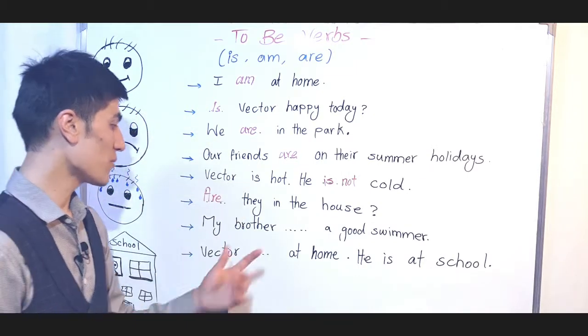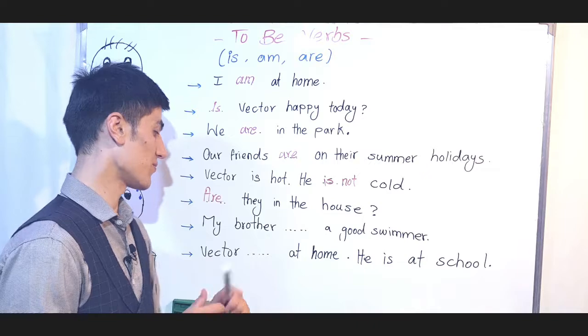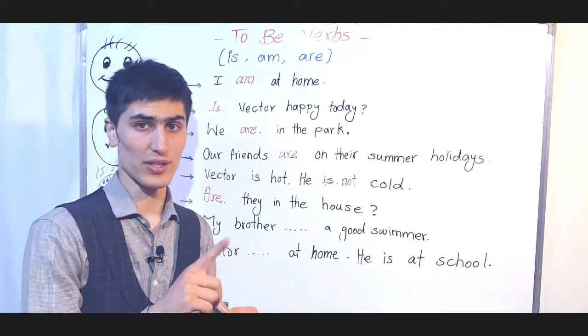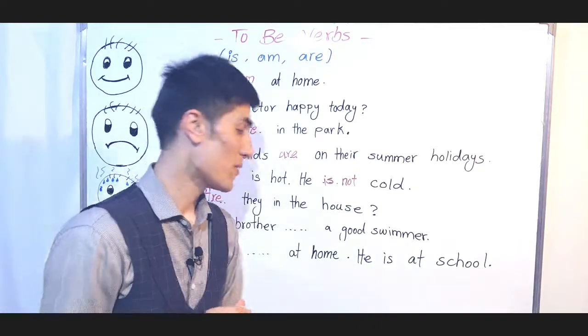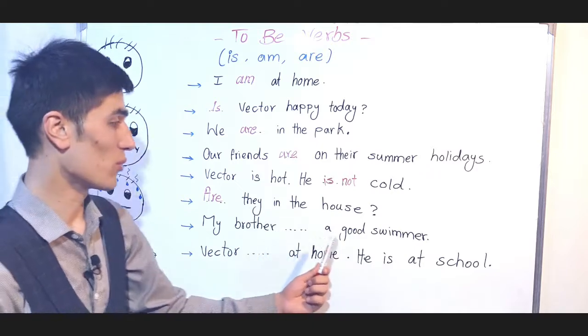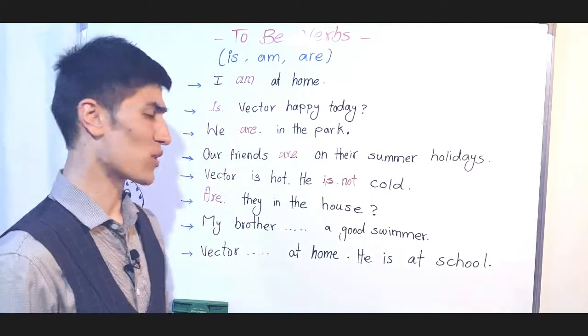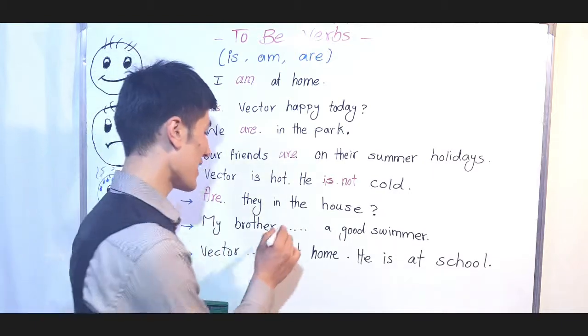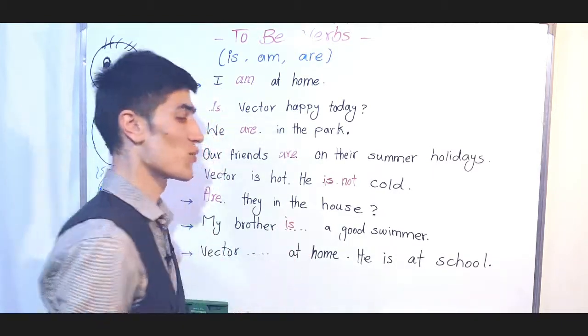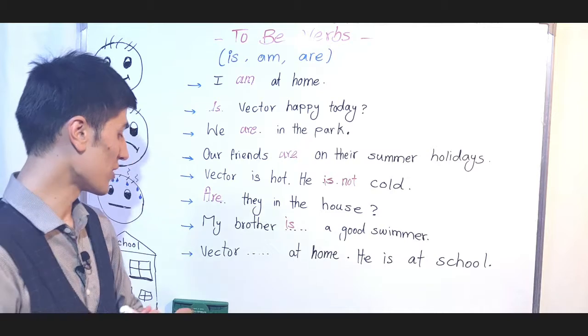Next example, my brother, a good swimmer. My brother is one person. So which to be verb do we use here to say that he is a good swimmer? My brother is a good swimmer. Very nice.